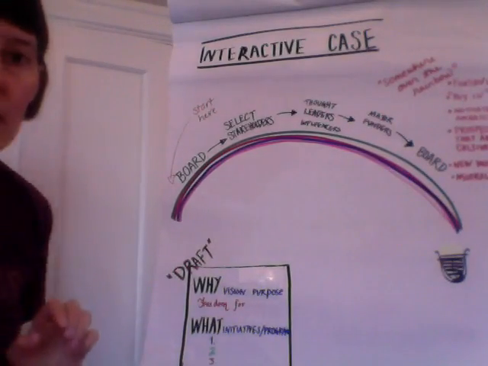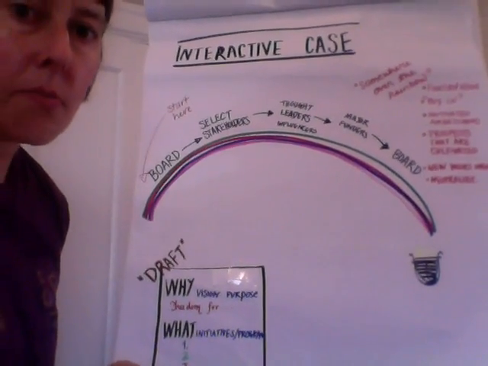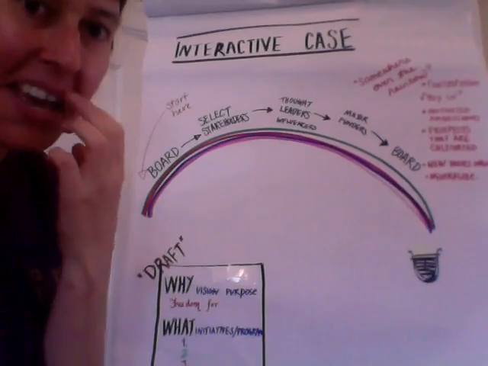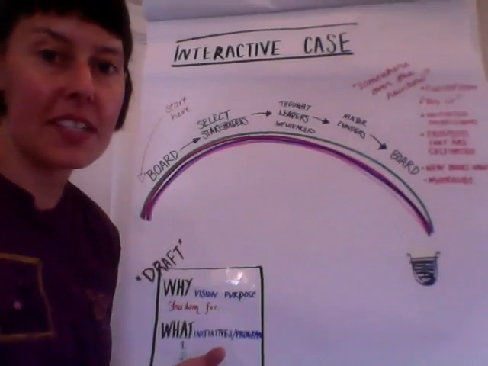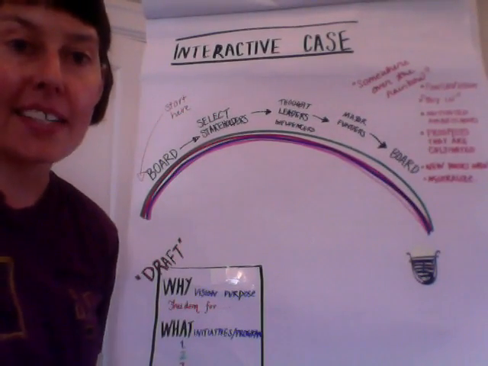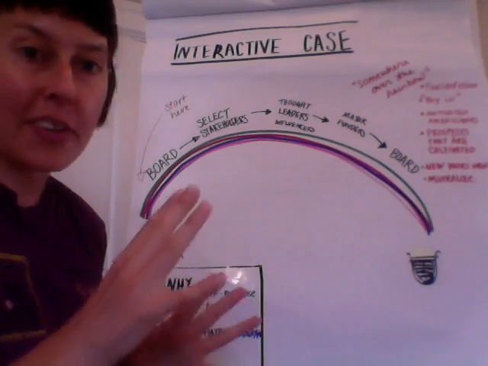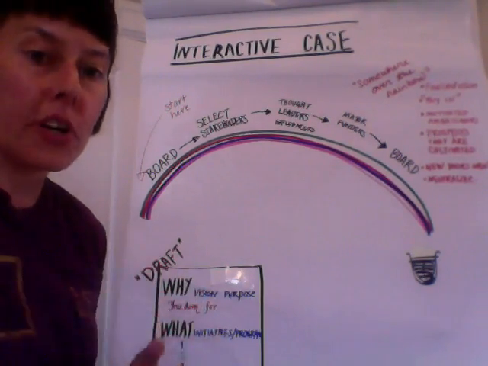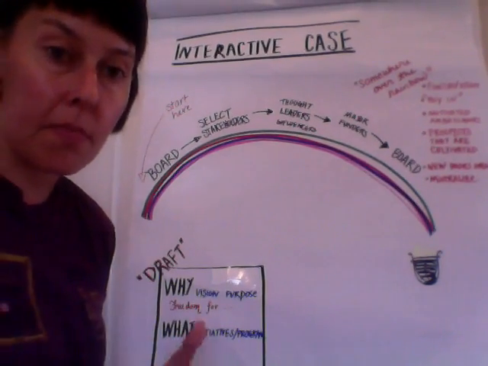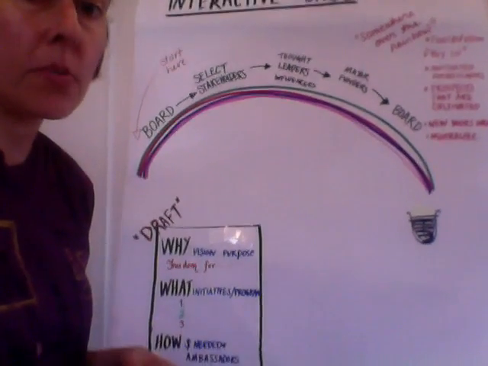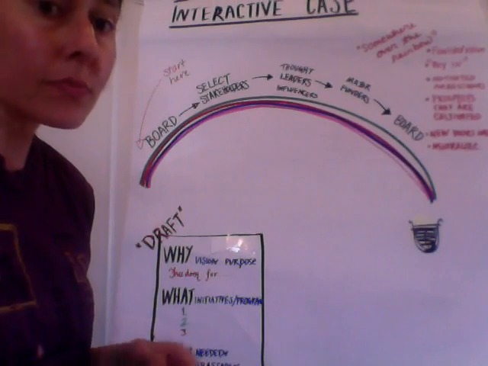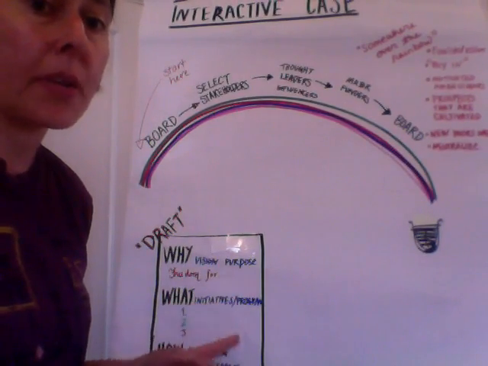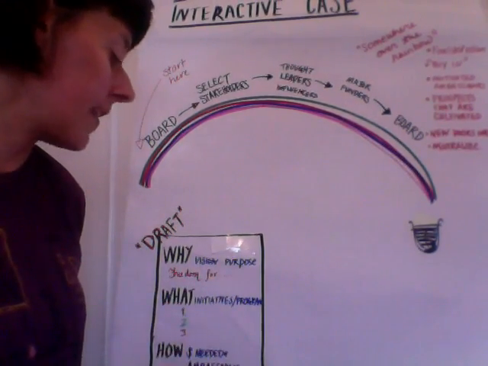So you have here a rainbow. The theme for this particular slide is, don't try to read everything here yet, I'll walk you through it, that we're starting out at the next lesson. You will be filling out your interactive case for support. You'll be having your draft with the why, the what, and the how.